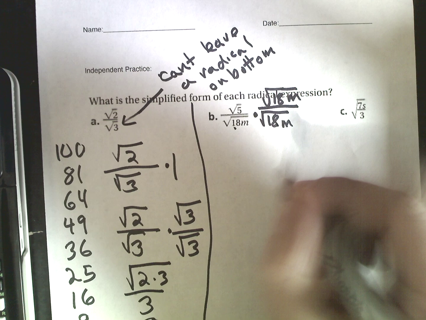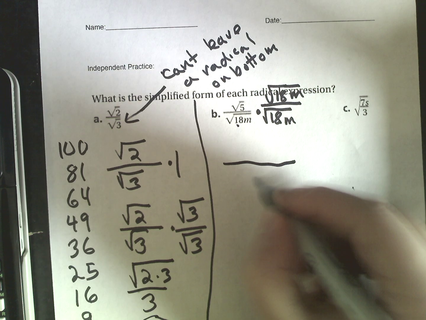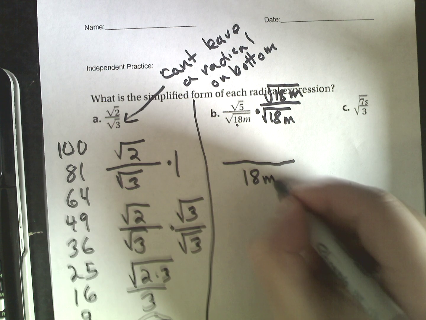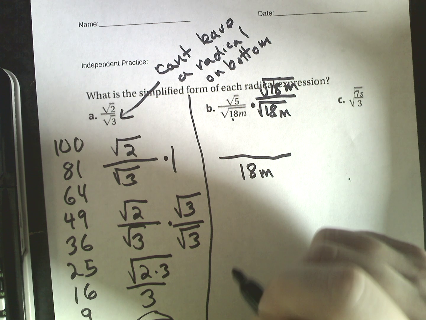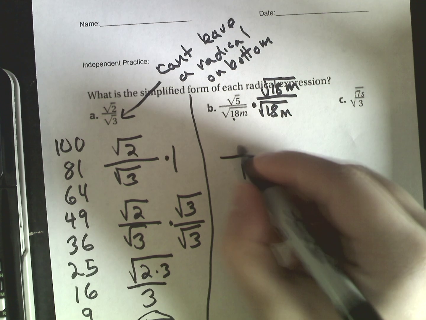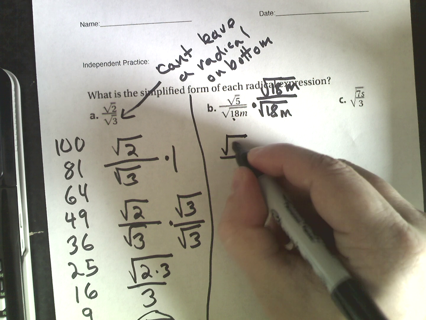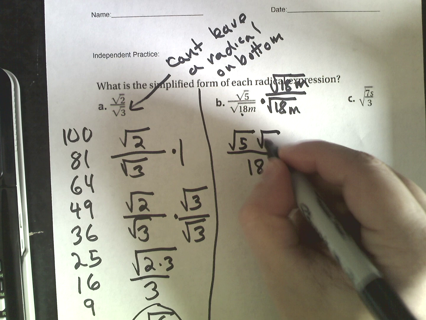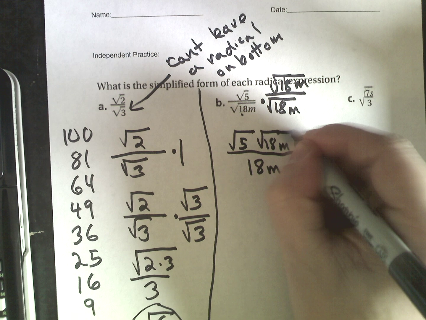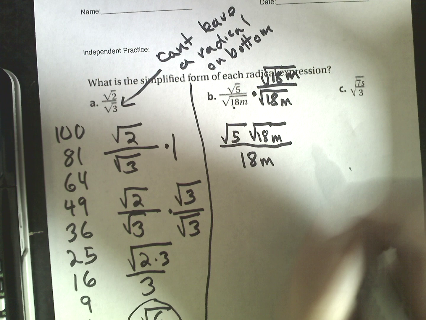This times this on the bottom, remember, it just becomes whatever's underneath there. It's just we got rid of it. That's what we wanted to do. On top, we have square root of 5 times the square root of 18m. Okay, well, we got rid of it at the bottom, so we're kind of halfway there.